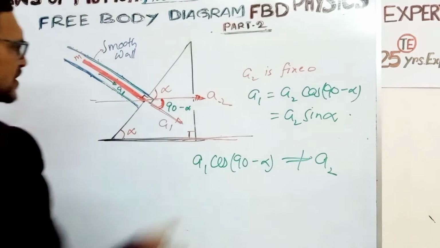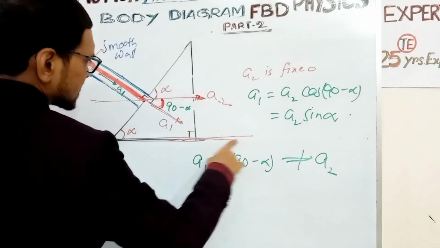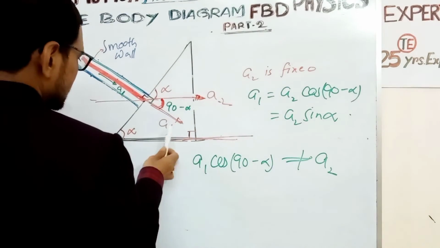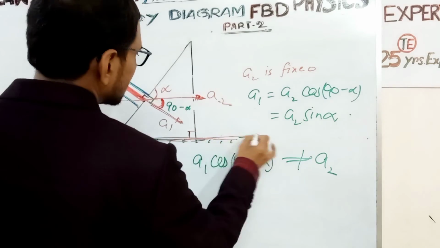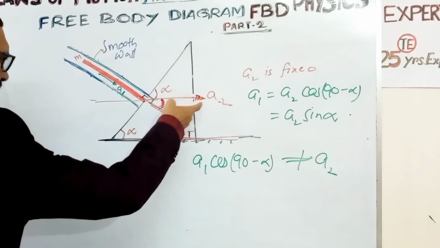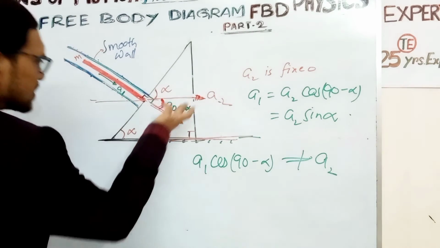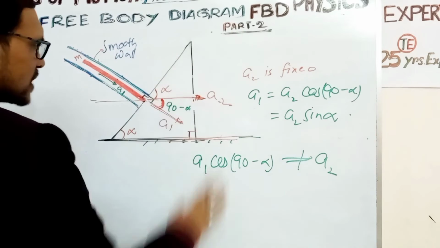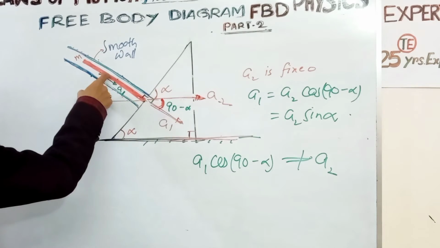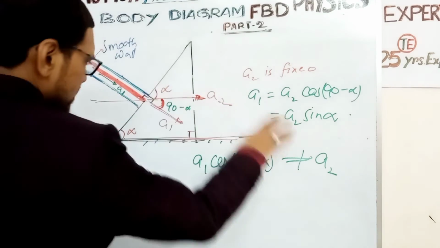Observe which is fixed: A2, because A2 moves in this direction. This frame is always fixed, the ground, and A2 moves in this direction. So we have to take the component of A2 along this direction equal to A1, not the component of A1 equal to A2, because this movement is relative to the wedge. A2 is fixed.